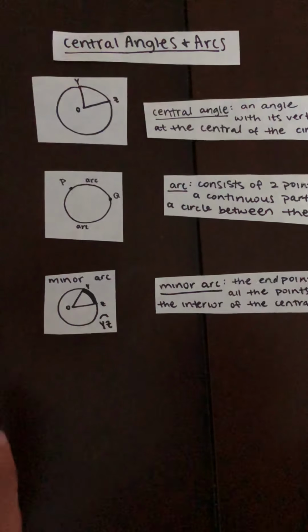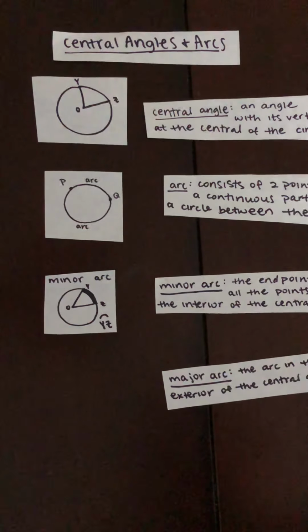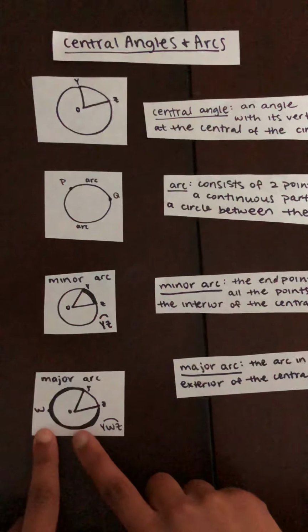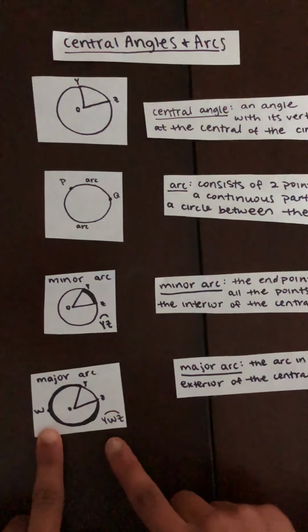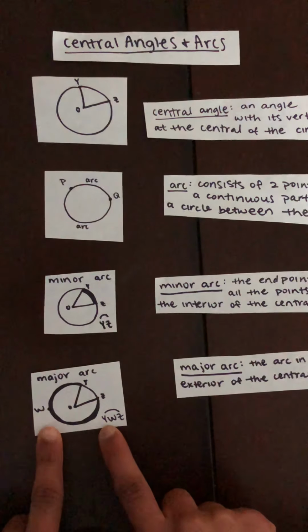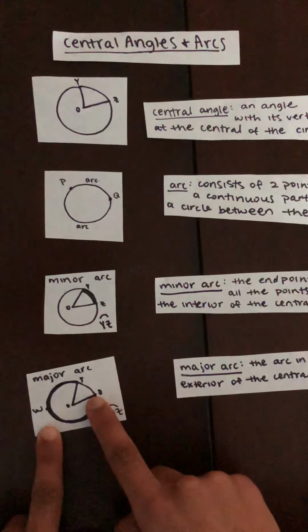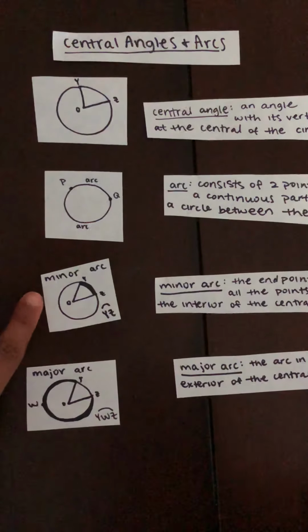And in the major arc, the arc is in the exterior of the central angle of the circle. So if this is circle O again, then the major arc would be arc YWZ. It would be going on the outside, on the exterior of the angle, versus the minor arc, which would be here on the interior of the angle.